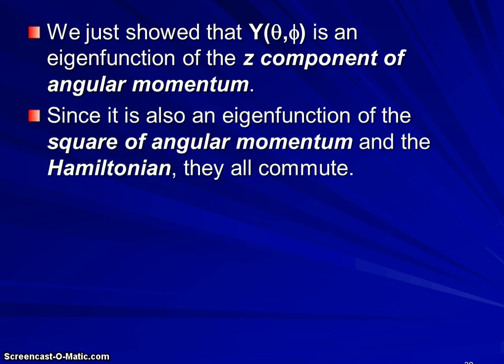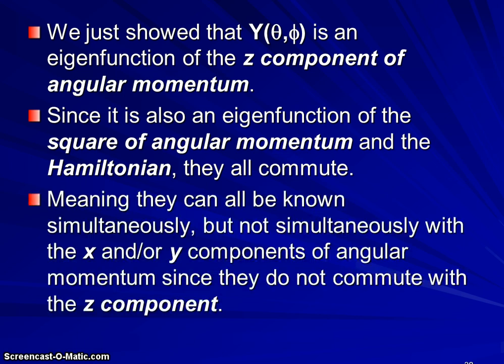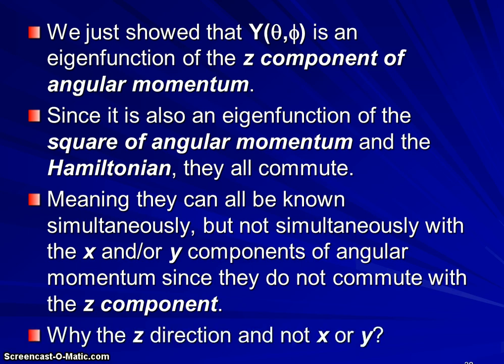and with angular momentum, but it still does not commute with y-axis angular momentum or with x-axis angular momentum. So we can know z-axis angular momentum, the square of angular momentum, and the energy of rotation. But we can know all three of those simultaneously, but we cannot know the x and the y along with them. And the question comes up, and I kind of answered this already: why is the z direction special?